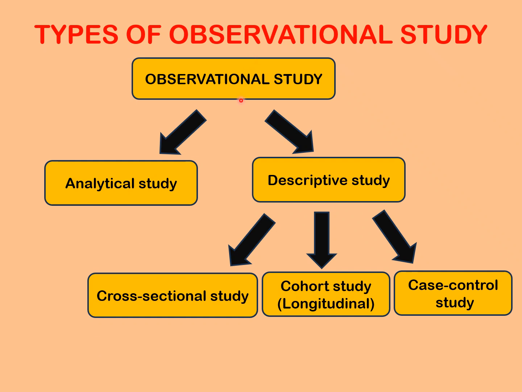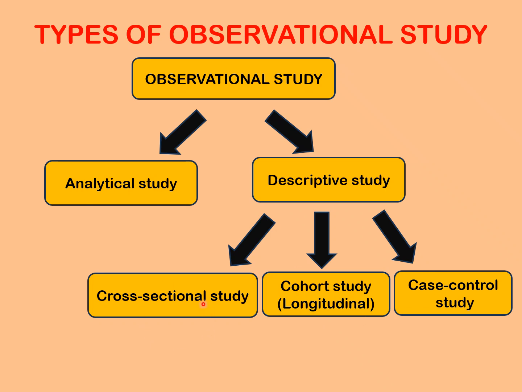So, observational studies are research methods where no intervention is made, that is, no treatment is given, and researchers simply observe what happens. It has two types: analytical study and descriptive study. In analytical, the researcher tries to find out why a disease happens, and in descriptive, the researcher just describes what is happening. The descriptive study is further divided into cross-sectional, cohort, and case control study.